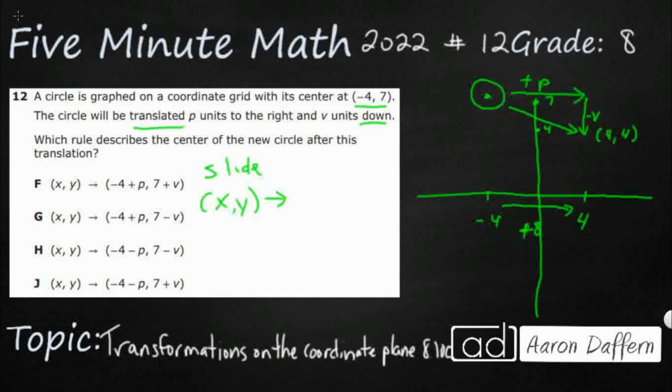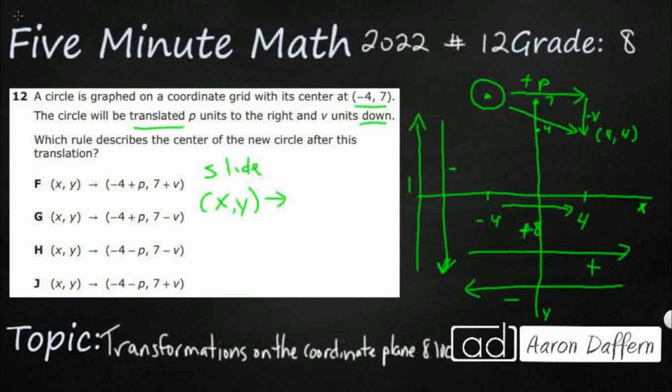So here's the thing with the x-axis and the y-axis, and that's where it gets a little bit tricky. When we're moving to the right on the x-axis, we're adding. When we're moving to the left on the x-axis, we're subtracting. So that's why we did a +p. But we have to look at it differently on the y-axis, because it doesn't move left or right, it moves up or down. So when we move down on the y-axis, we're subtracting. And when we move up, we are adding. So that's why we have a -v.